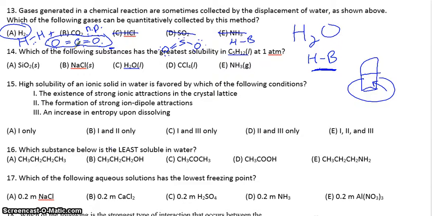So nonpolar molecules could be soluble in water, and their degree of solubility depends on their size. Take a look at number 14. Let's take a look at 14.